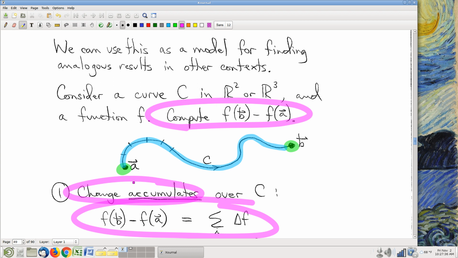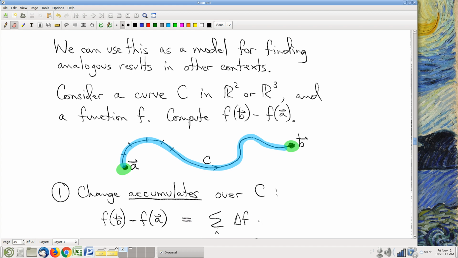Here's a different metaphor. You can think of this blue curve that I have there as representing a road on a map. So this is a two-dimensional picture, this represents the road on a map, and maybe f represents altitude. If you want to compute the total change in altitude between the point A and the point B, well, the total change in altitude is the sum of the changes in altitude that you experience each step along the way. Again, of course, change accumulates. There's nothing deep about this. Okay. All right, so we write that down.